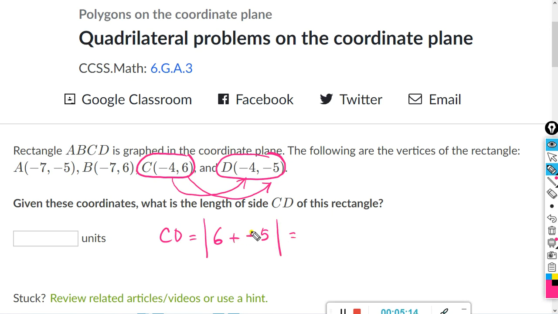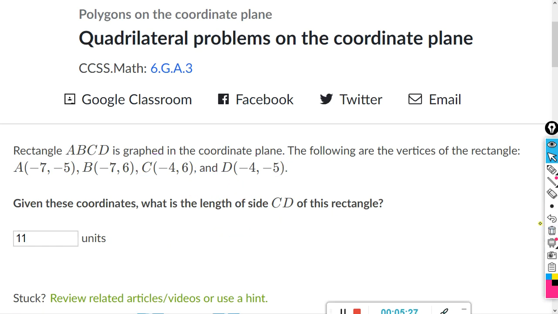And 2 negatives in a row make it positive. 6 plus 5 is just 11. So if you have the x coordinates matching, in order to find the distance, you can ignore that point and just subtract the other 2 points and take the absolute value, because the distance or length is always positive.